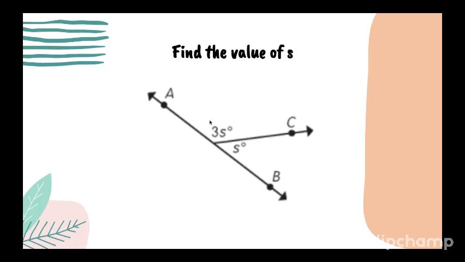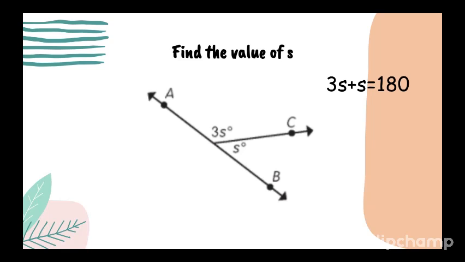So just take a minute to see if you can figure out the value of s on your own, and pause the video if you would like some more time to think and figure it out. 3s and s need to equal 180 degrees. We can create the equation 3s plus s equals 180.